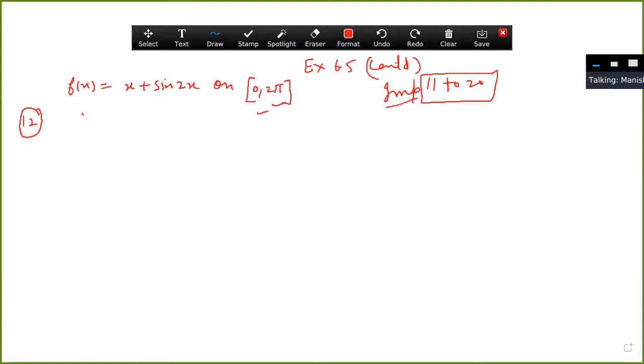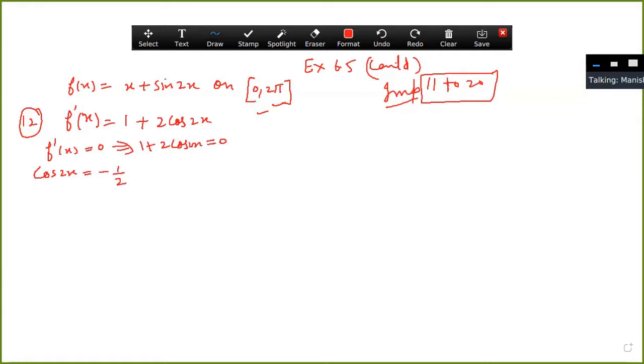Let's see what the derivative of the function is. f'(x) = 1 + cos 2x, and the derivative of 2x is 2, so it means 2 cos 2x. Put f'(x) equal to 0. This implies 1 + 2 cos 2x = 0, and this implies cos 2x = -1/2.